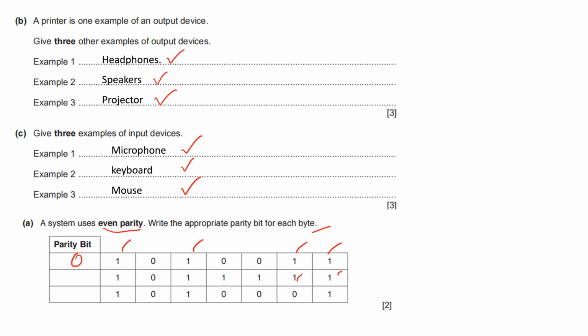1, 2, 3, 4, 5, 6. Again, even. Again, the parity bit will be 0. Let's count this one. 1, 2, and 3. So this is 3. So we need to make the number of ones even. So we'll use 1. So that's it.